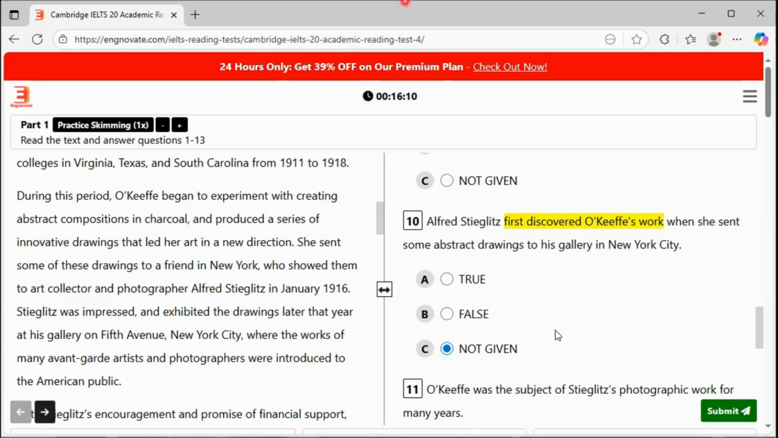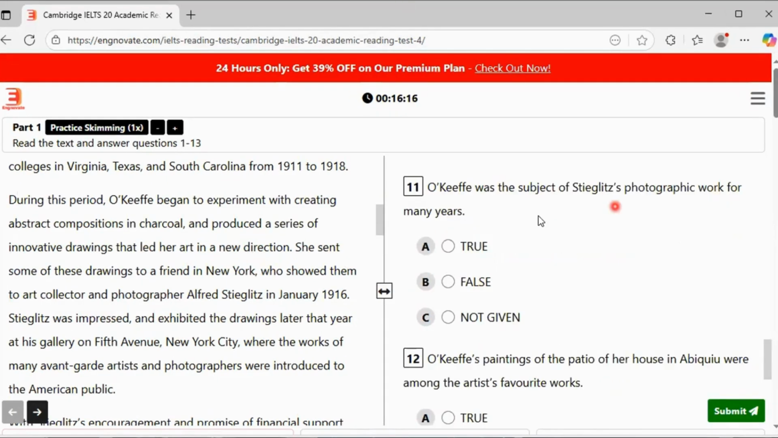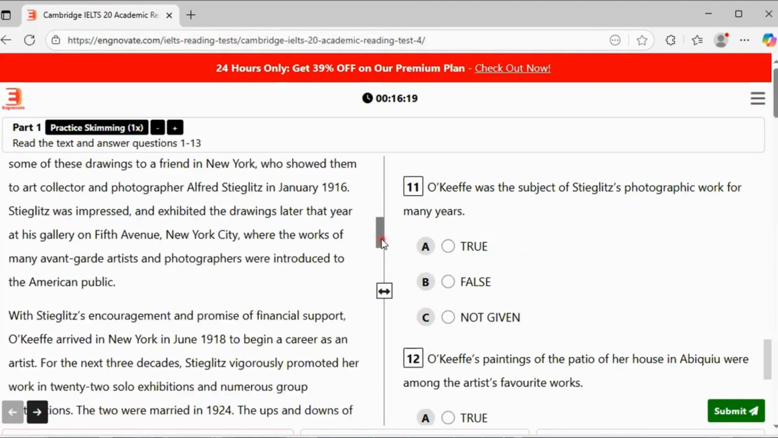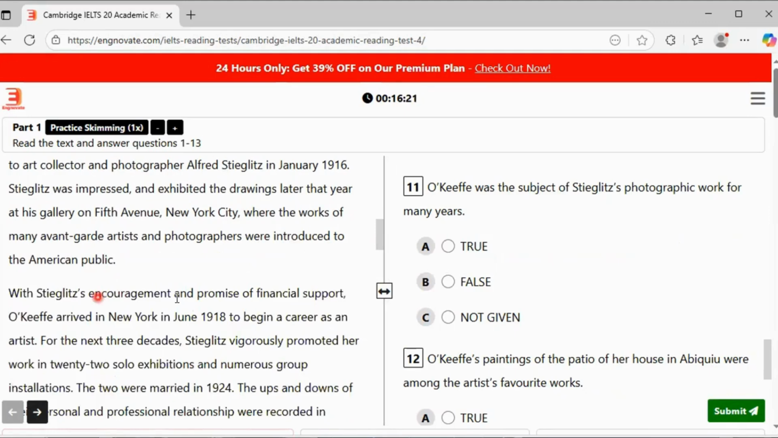Number 11. O'Keeffe was the subject of Stieglitz's photographic work for many years. Okay, for many years. Let's see. With Stieglitz's encouragement and promise of financial support, O'Keeffe arrived in New York and began a career as an artist. For the next 3 decades, Stieglitz vigorously promoted her work in 22 solo exhibitions and numerous group installations. Solo exhibitions, that means it was only her work that he was promoting. O'Keeffe was the subject of Stieglitz's photographic work for many years. Yeah, that's true.